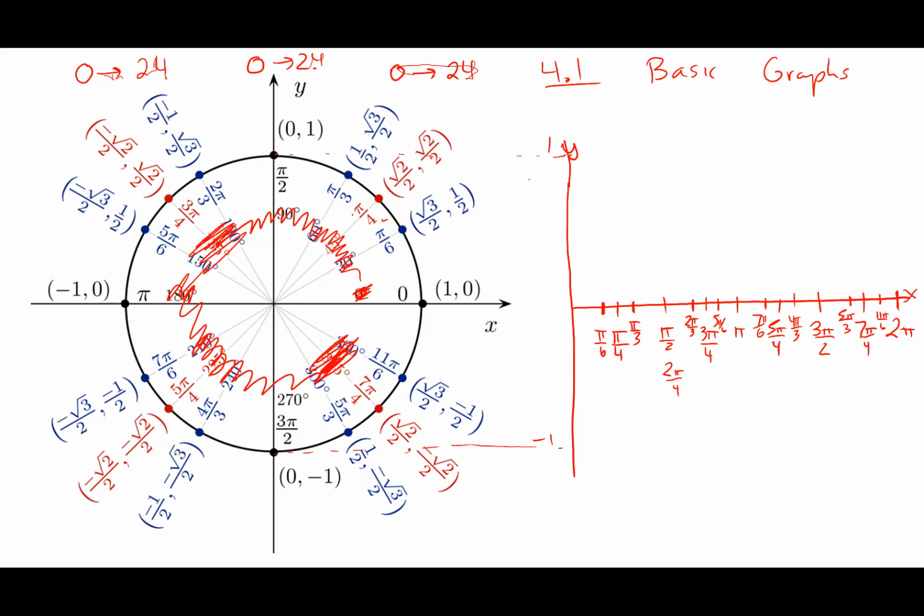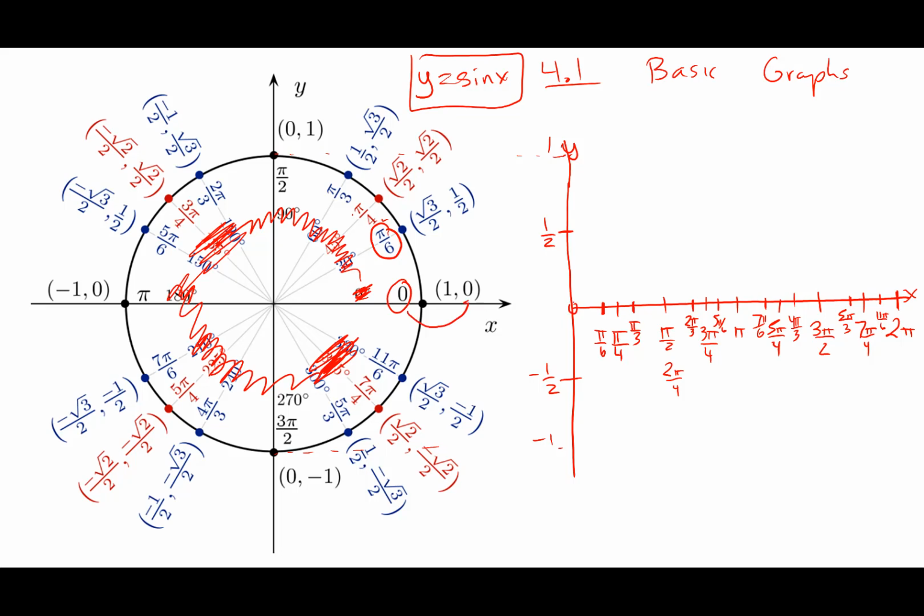Okay, so now all we're going to do is graph the sine curve. And since we're graphing the sine curve, remember the y value is the sine of x. So all we're going to do is graph. Let's put in maybe 1/2 over here, negative 1/2 over here. So at pi over 6, actually no, let's go back to 0. At 0, the y value is 0, so we're going to put a dot right there.